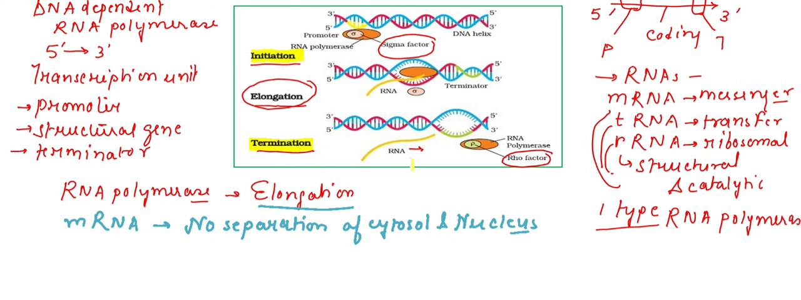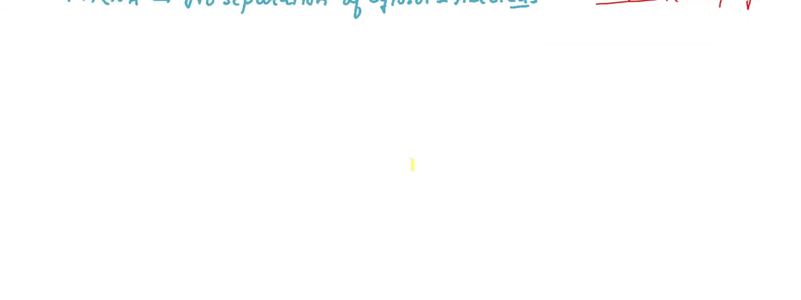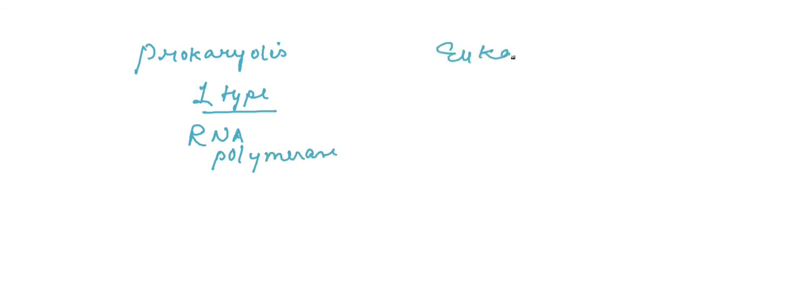Again, the difference is on the basis of the type of RNA polymerases. In prokaryotes, only one type of RNA polymerase is present, right? And in the eukaryotes, three types. So you can see a clear-cut division of labor.